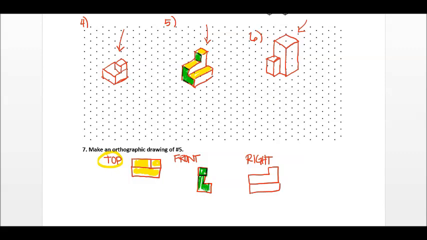All right, and then last we have right. The right of this would be this longer L, and then this long piece here. So here's the longer L, and then this long piece. All right, that's it. Good job.